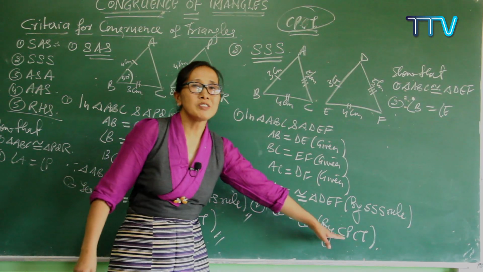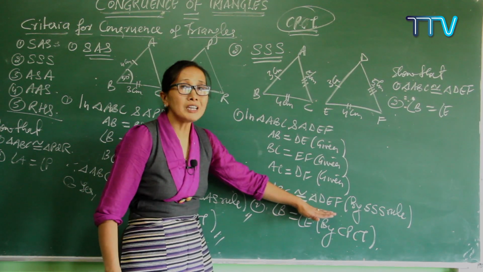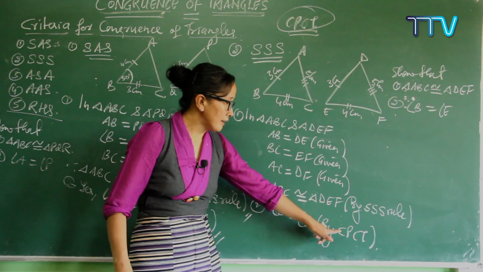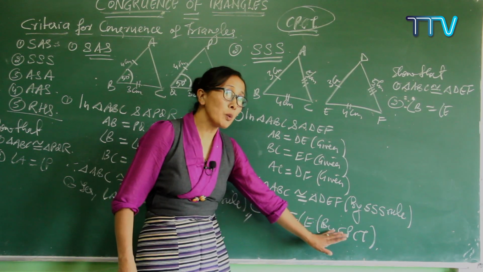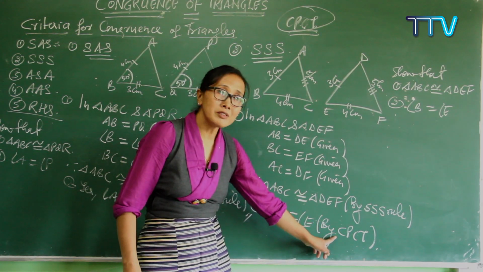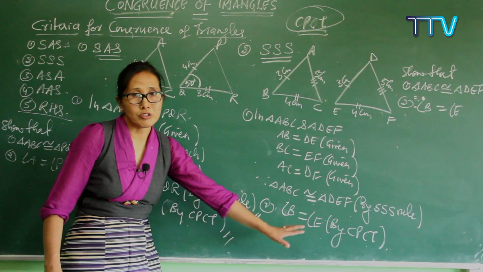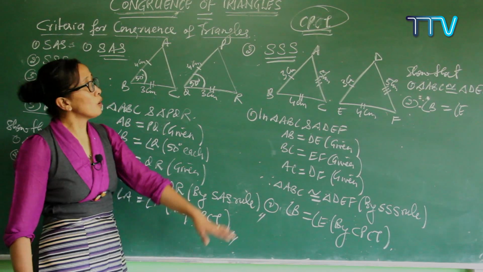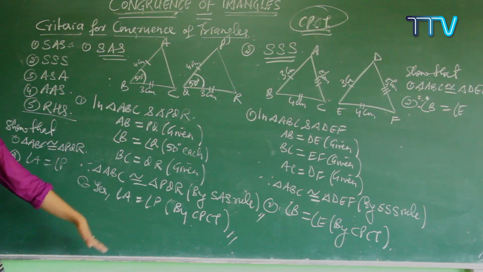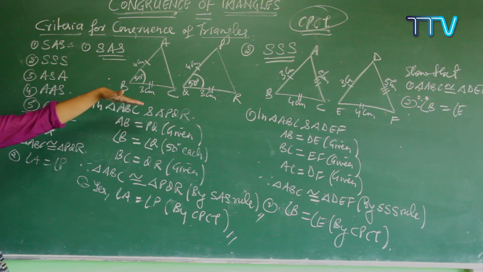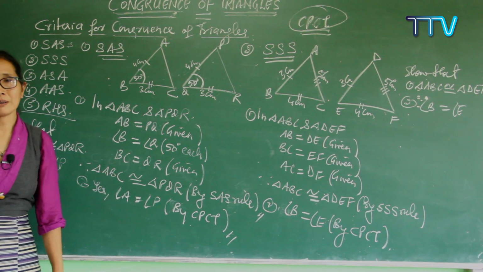CP means what? Once you prove that two triangles are congruent, all the other corresponding parts are always equal to each other. So CP means corresponding parts of congruent triangles are equal to each other. Do you get it? So these two are the first and the second rules of congruence of triangles.